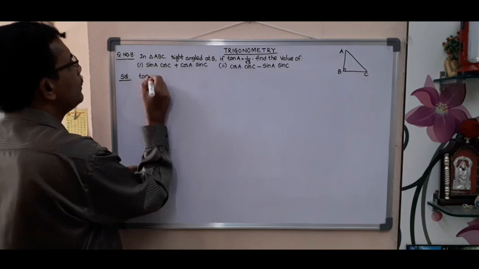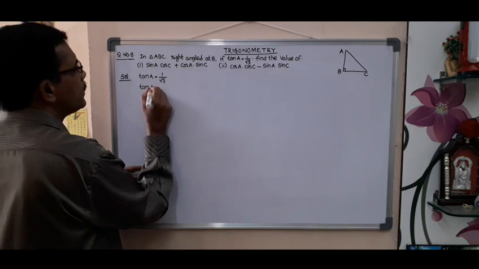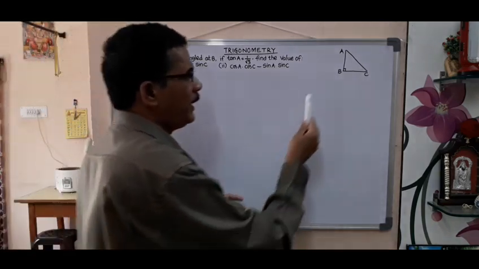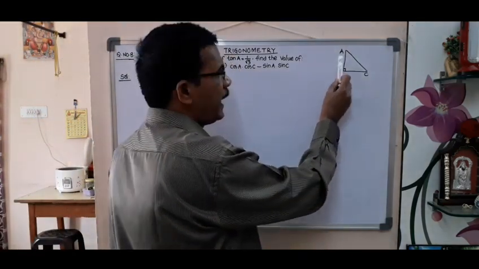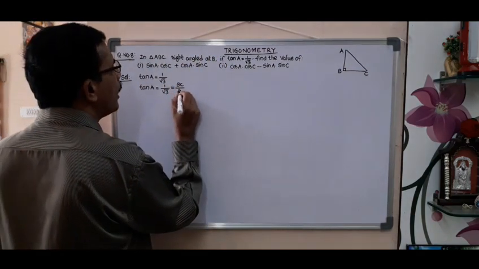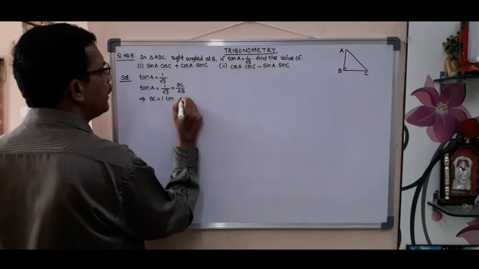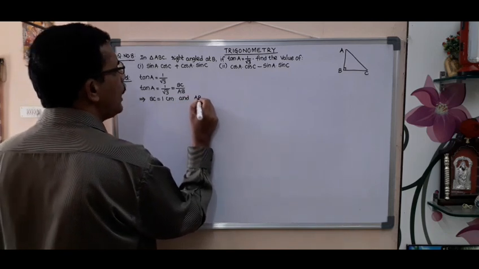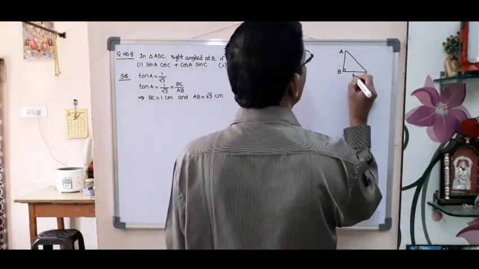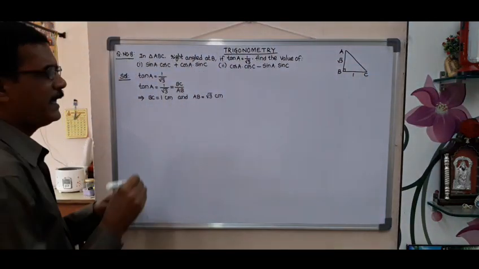Tan A is equal to 1 by root 3. Tan A is equal to, from the figure, tan definition, opposite side to theta by adjacent side to theta. So, BC by AB implies BC is equal to 1 centimeter and AB is equal to root 3 centimeters. So, I am substituting those values in the figure. So, using Pythagoras theorem, we will find AC length.